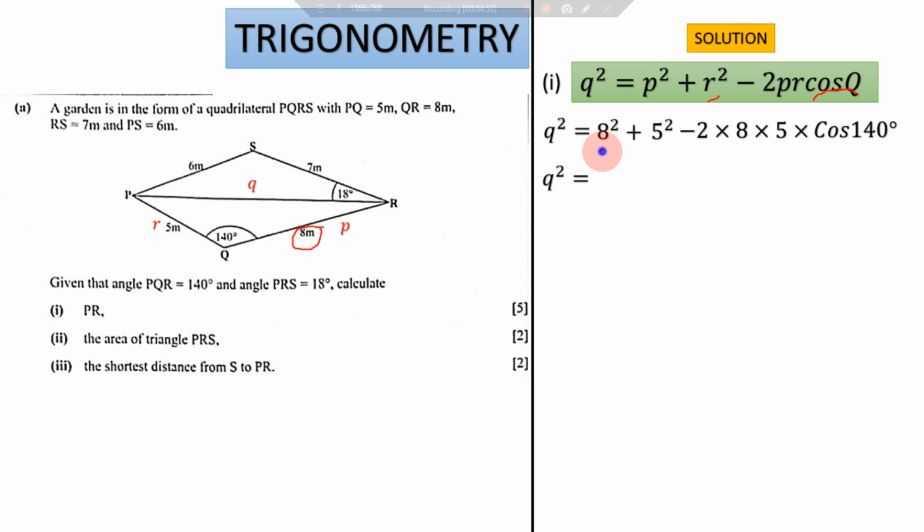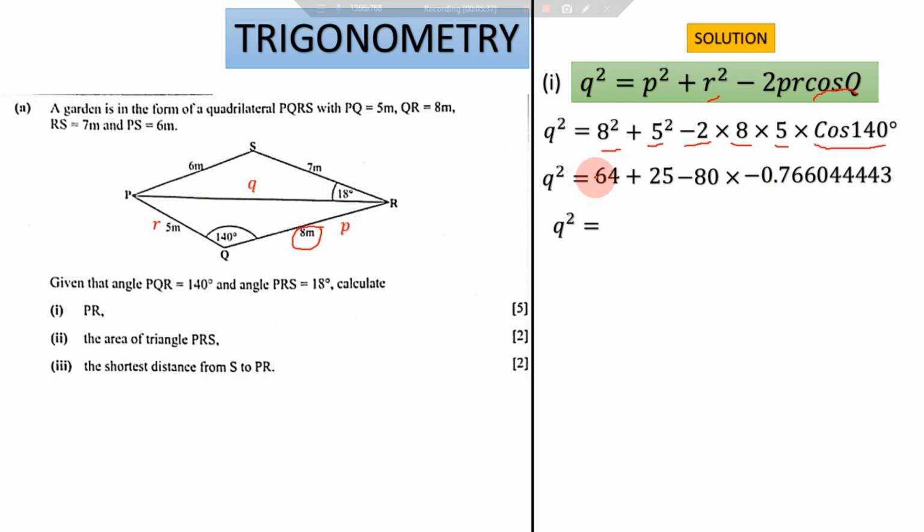So Q squared. I'm going to expand 8 squared, which is 64. Then 5 squared, 5 times 5, 25. Then I'll multiply negative 2 times 8 times 5. Don't multiply it with cos. So we have negative 80. Then punch cos 140 degrees on the calculator. We're going to have negative 0.766044443. Please do not feel lazy to write down this value, you end up losing marks. So write it as it is, and it has given me a negative, so you write it with that negative.